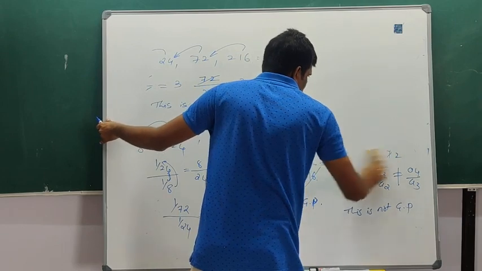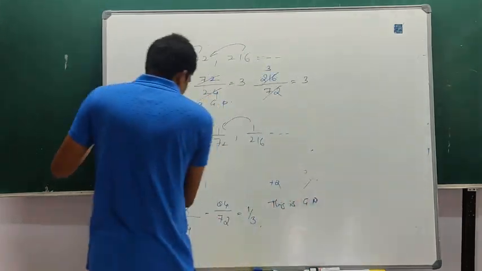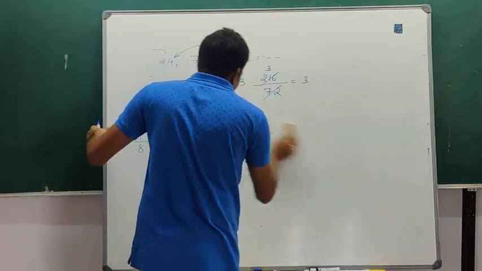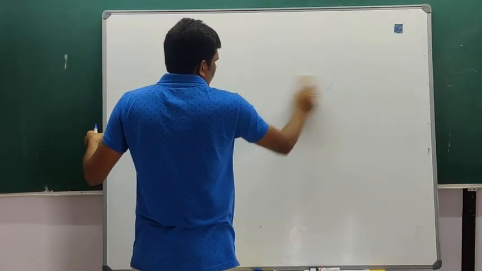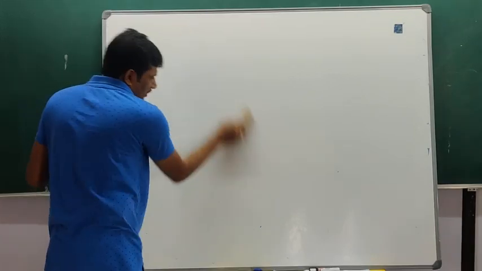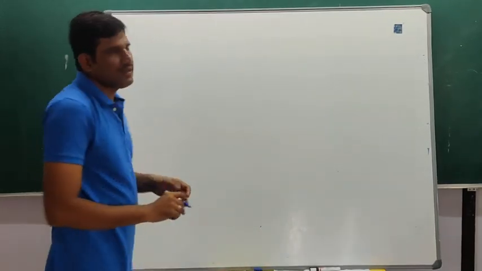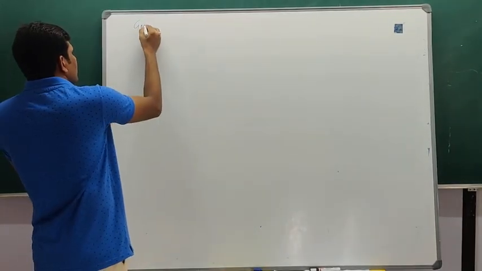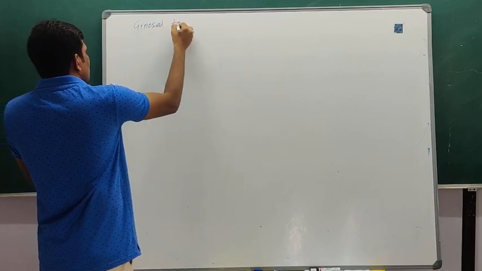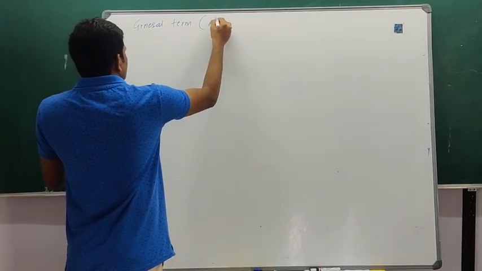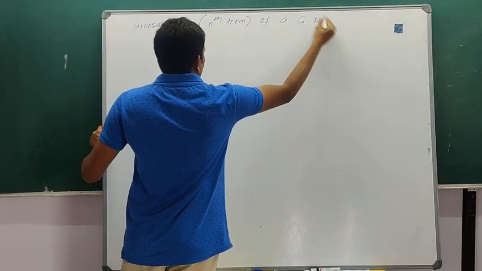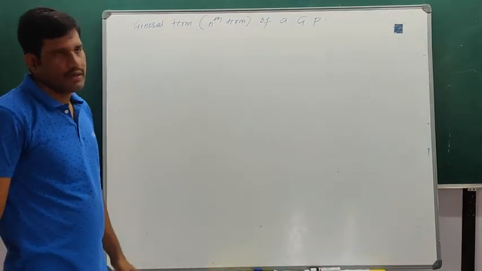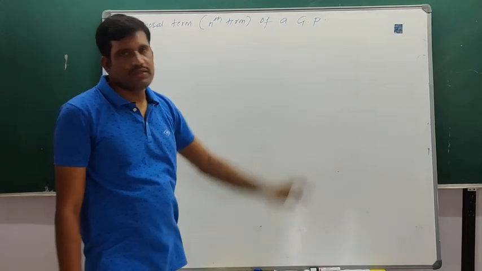Right? So next, the next concept is the general term or nth term of a GP. The concept we explained in AP, the same concept we are going to study in GP. That is the nth term, general term or nth term of a GP. GP means geometric progression, right?